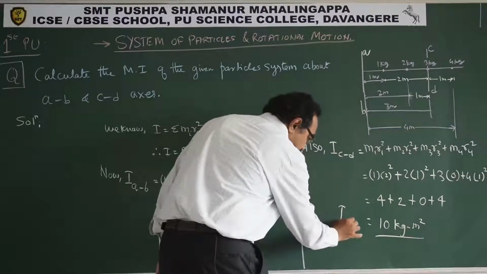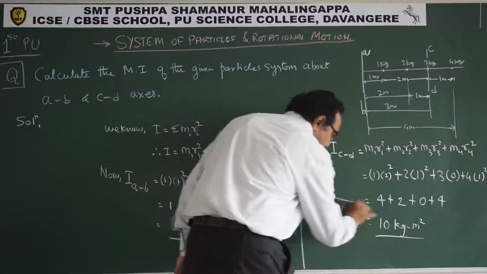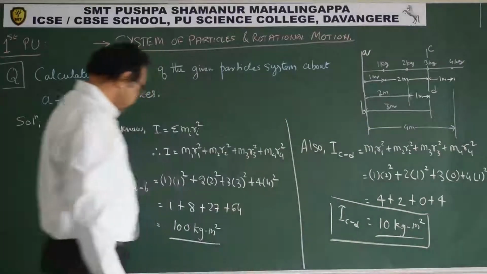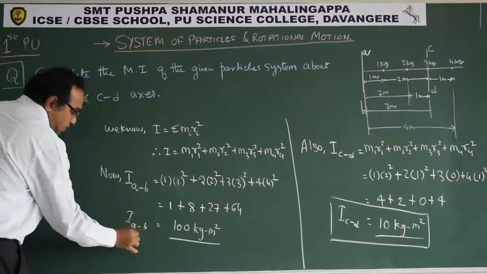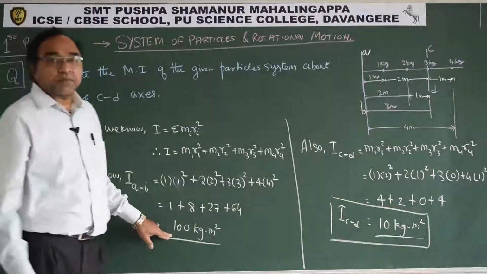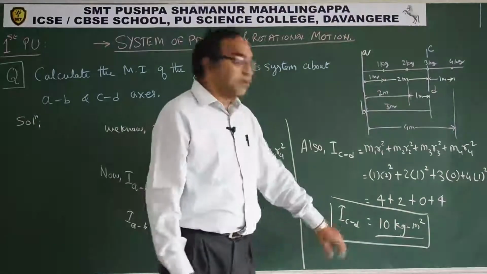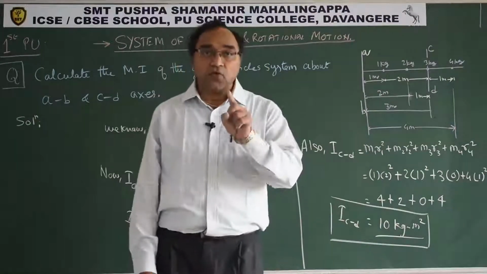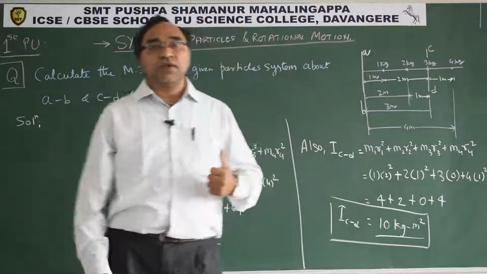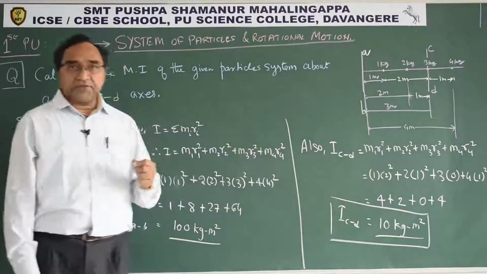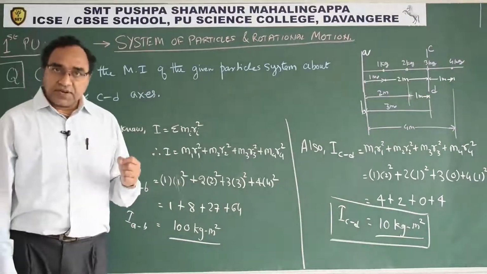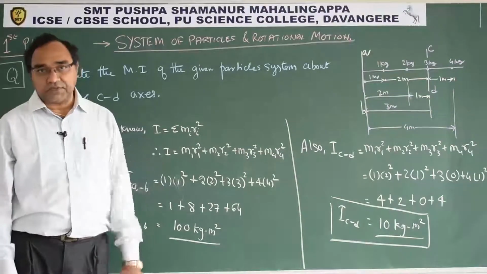So ICD is this much. Please observe, students: IAB is 100 kg per meter square, and ICD is 10 kg meter square. So what we conclude from this question is that moment of inertia depends on the axis that we are considering for the distribution of the masses.